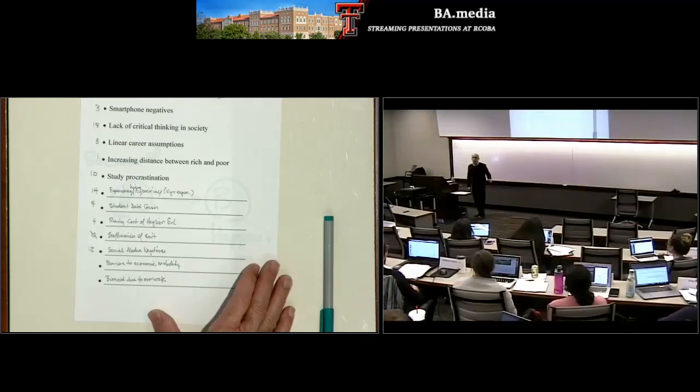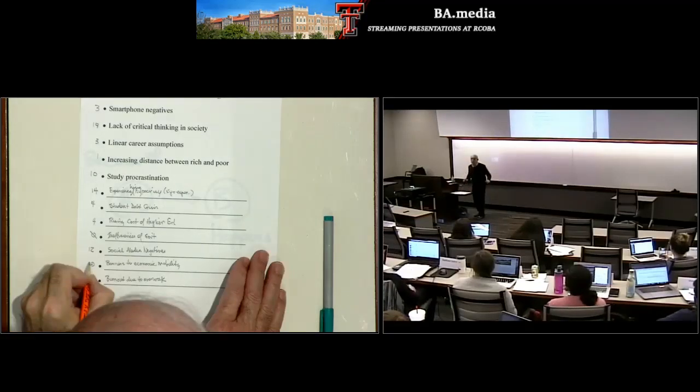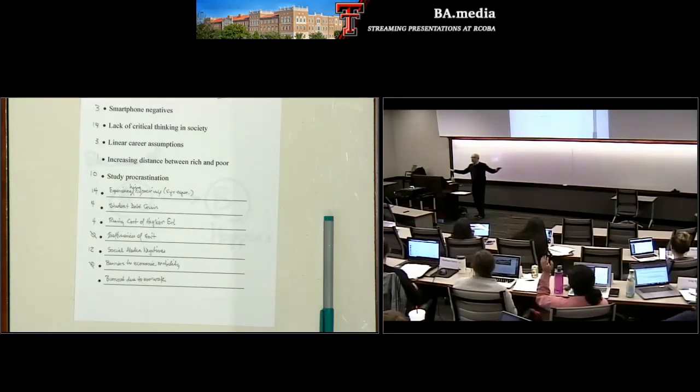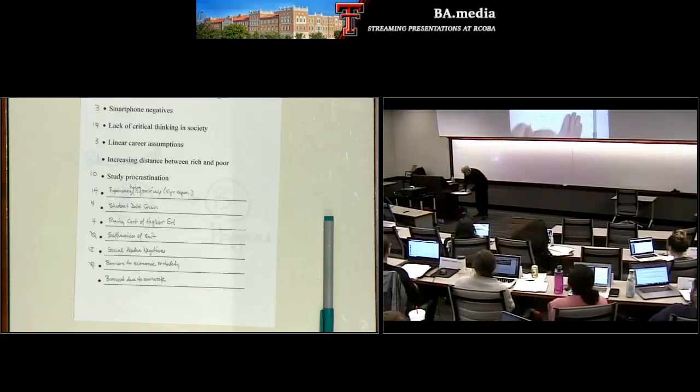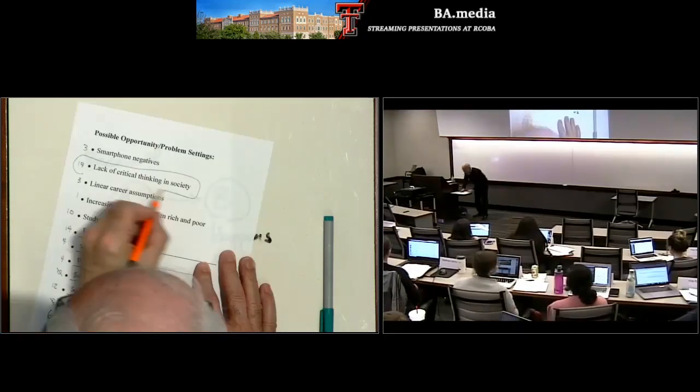Barriers to economic mobility. Even James is saying burnout due to overwork. Okay, so yeah. Okay, 1, 2, 3, 4, 5, 6. Okay, so we're doing lack of critical thinking in society.